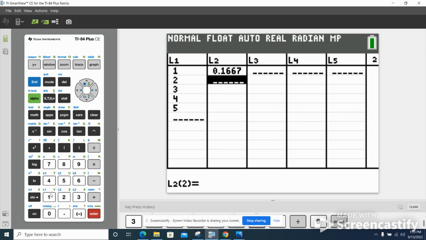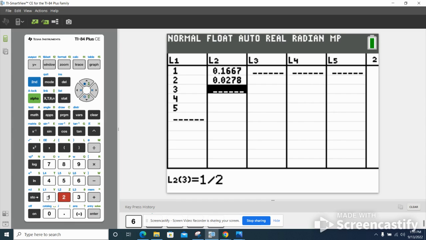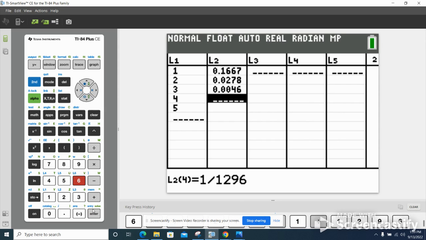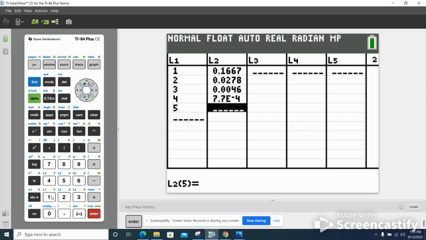For the next one, I'm going to do 1 divided by 36. It'll convert it to a decimal. Then the next one, I'm going to do 1 divided by 216. It'll convert it. Then the next one, I do 1 divided by, what's the next number? 1296. And then for the next one, I'm going to have 1 divided by 7776. These are all right from your notes. Okay. All right. So now how do I graph this?